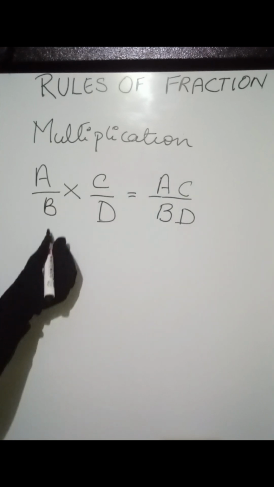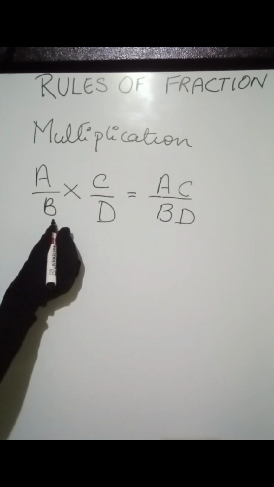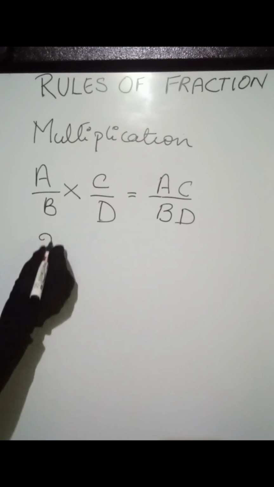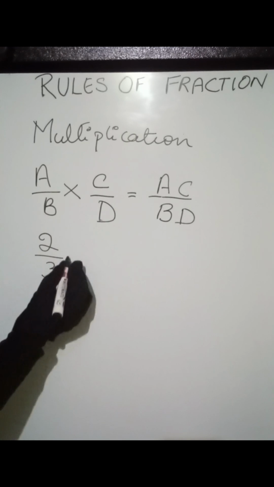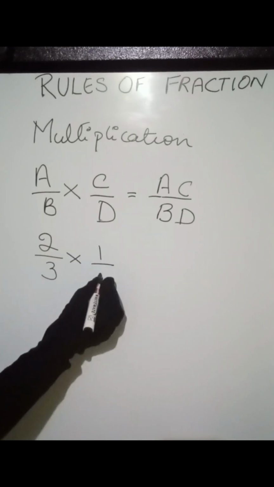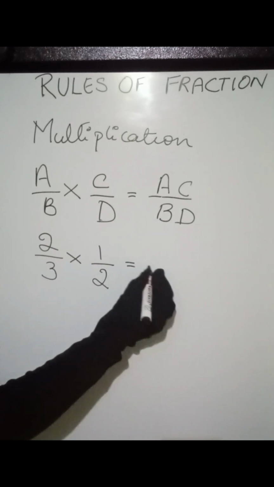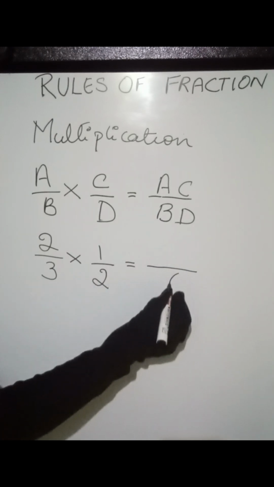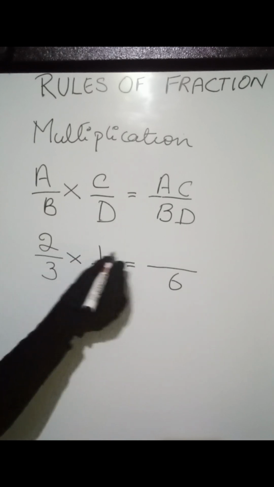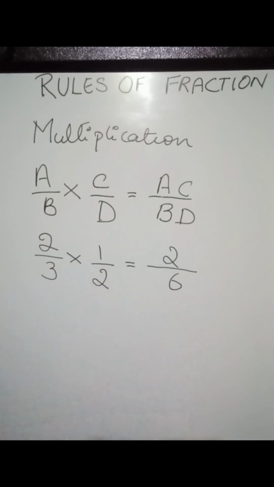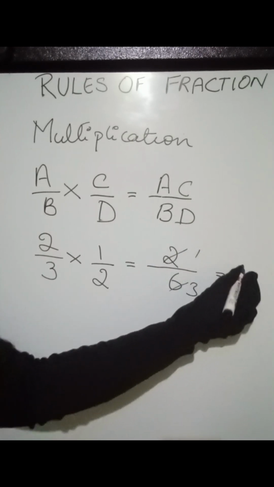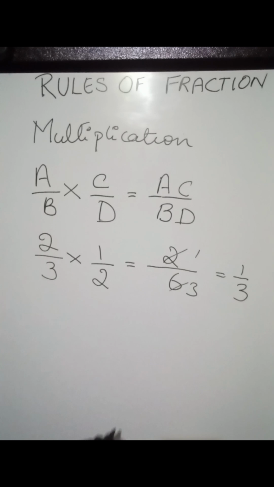Here we need not worry about the denominator not being common. For example, if you have 2 by 3 into 1 by 2, this will be equal to 3 into 2, which is 6, and 2 into 1, which is 2. You can further simplify it to 1 by 3, but you can leave it like this also. Alright. So this is multiplication in fractions.